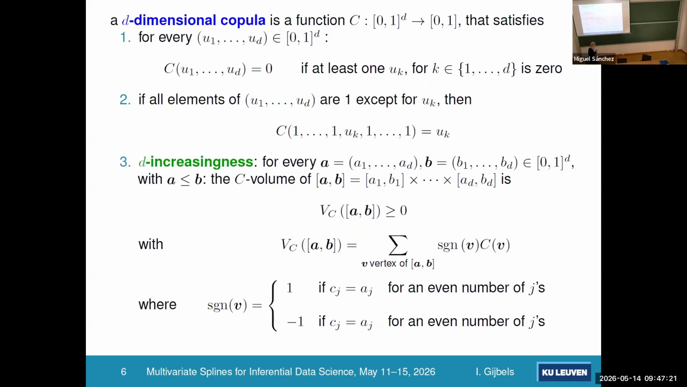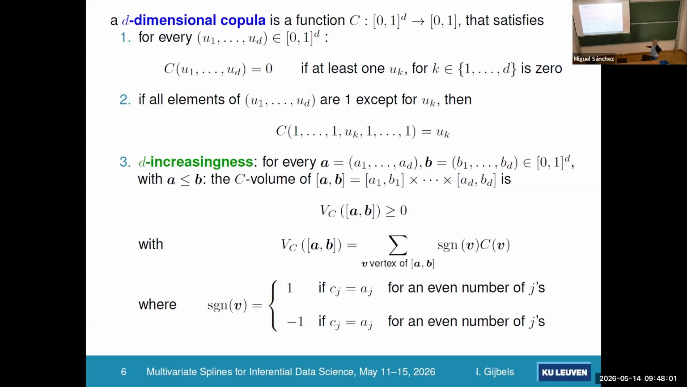Now, a copula is something which has been studied a lot. There are nice books about it. What is important is that you know some of the properties. First of all, if at least one of these arguments is equal to 0, then the copula is equal to 0. If all arguments are 1 except for u_k at the kth position, then you get u_k, because you have uniform marginals.